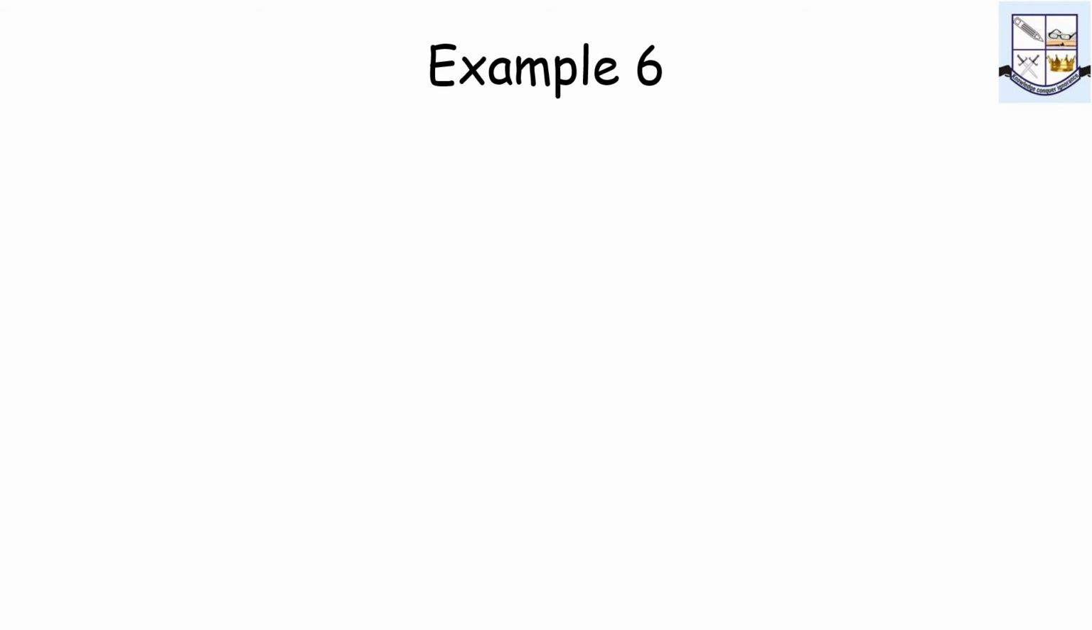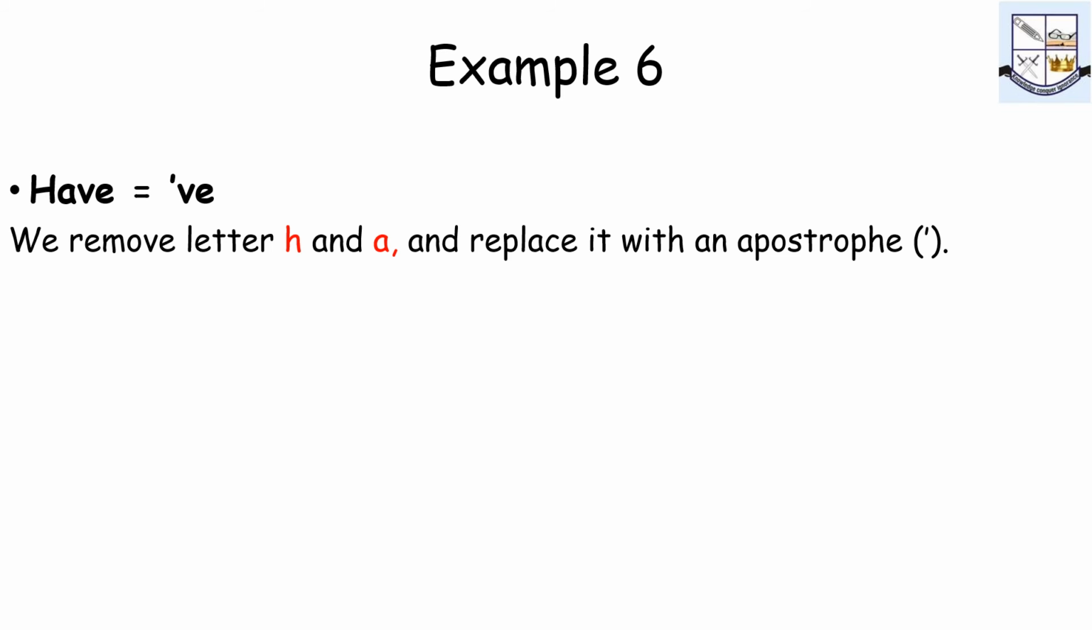Example 6. Have equals apostrophe VE. That is, when have is contracted, it gives us apostrophe VE. We remove letters H and A and replace them with an apostrophe. That is, the contraction for have is apostrophe VE.